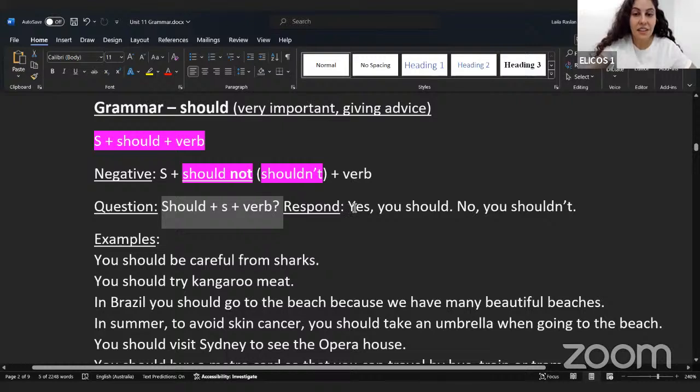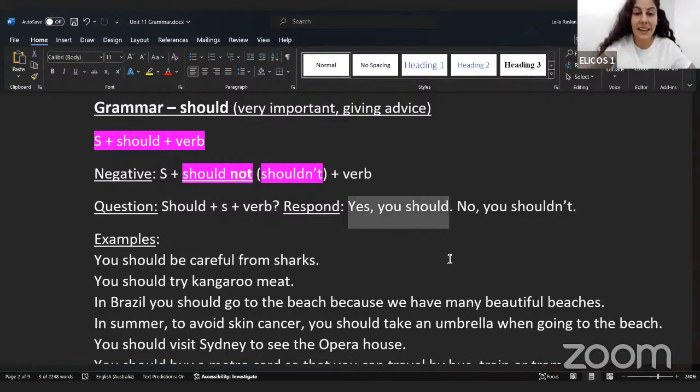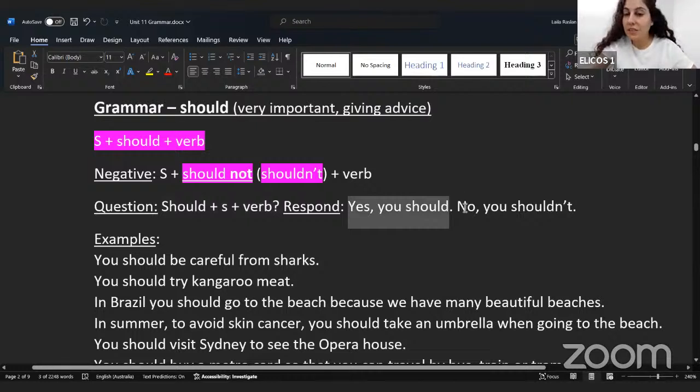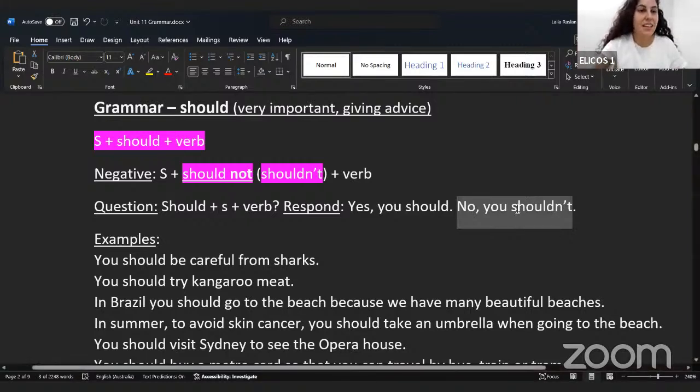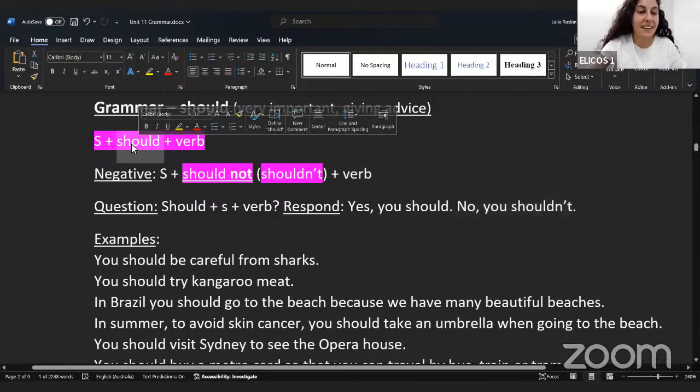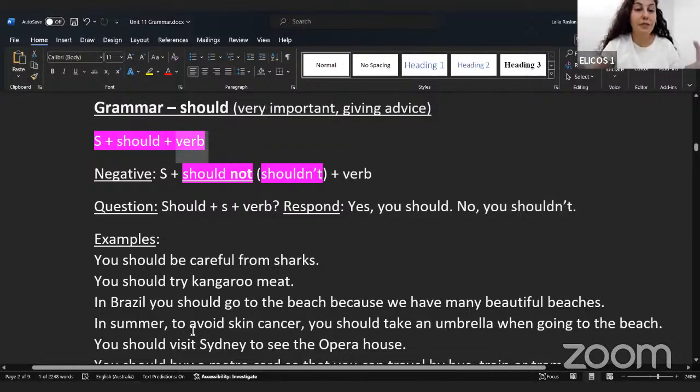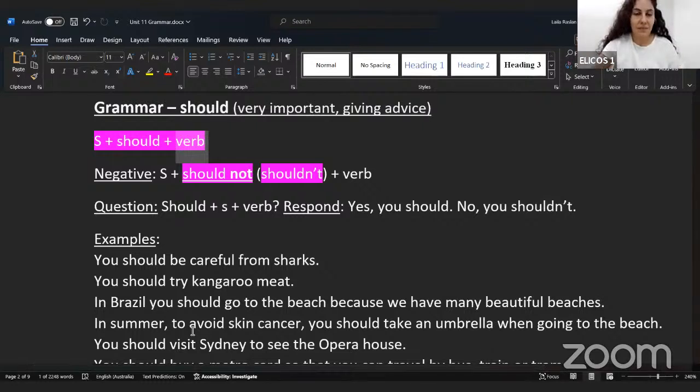And to respond, you would say, yes, you should. So if someone said, should I study more? Yes, you should. I would reply to them, yes, you should. Or no, I would say, no, you shouldn't. No, you shouldn't do that. That means it's not very important. You shouldn't do that. So again, we're talking about should. It's one of our modal verbs. It means that should is one of those words that come before the main verb, before the main action.